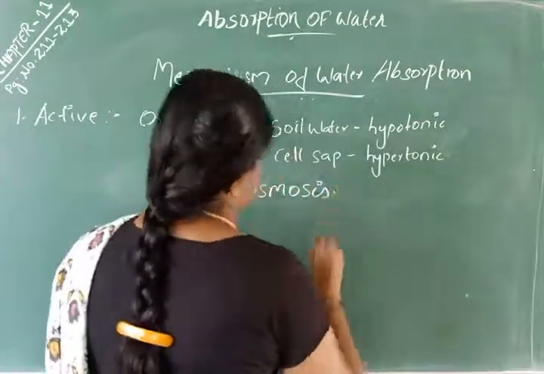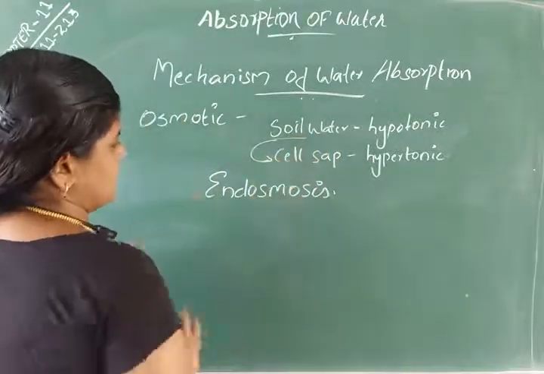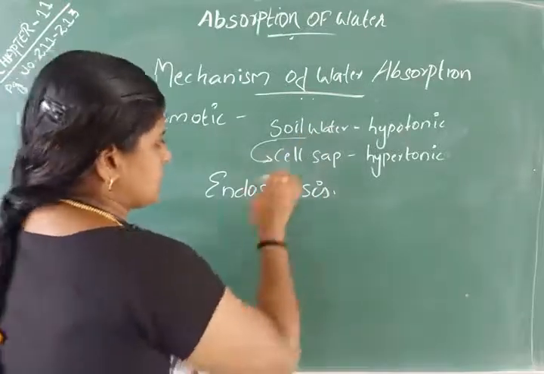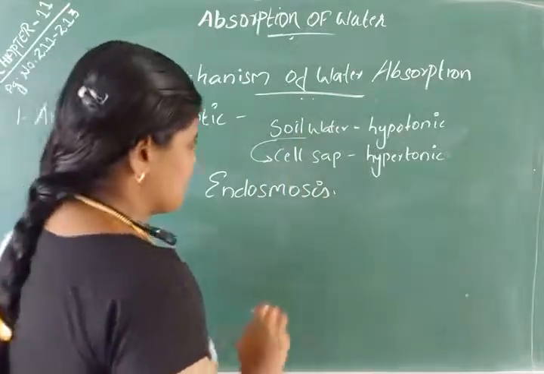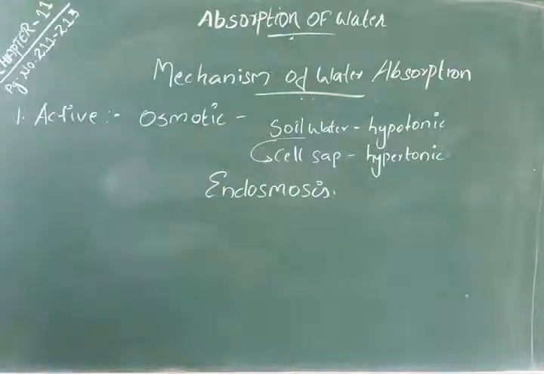Endosmosis takes place, that is water from the soil moves into the cell sap. Now the cell sap is hypotonic in nature. So from the cell sap it moves to the outer cortex, from outer cortex it moves to the inner cortex, then to the endodermis, and finally it reaches the xylem vessels. So finally it reaches the protoxylem.